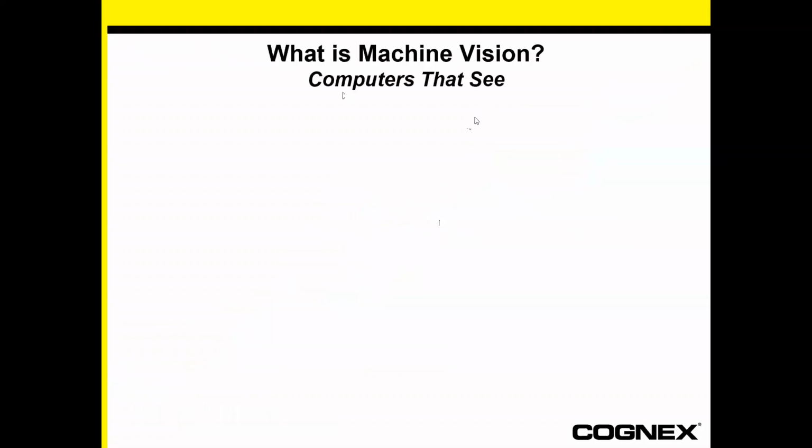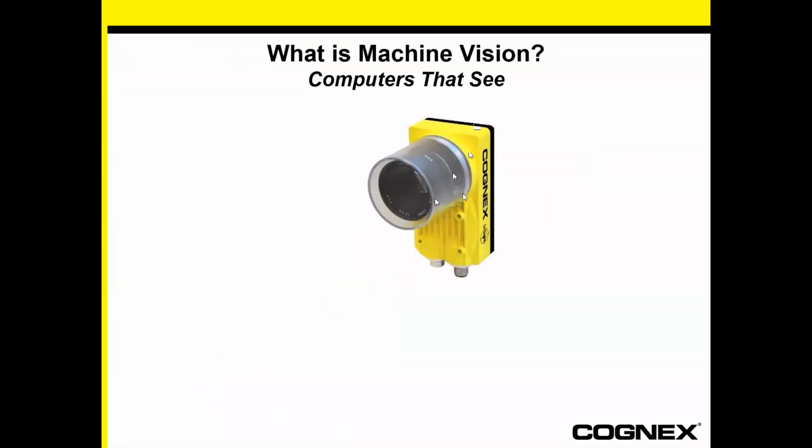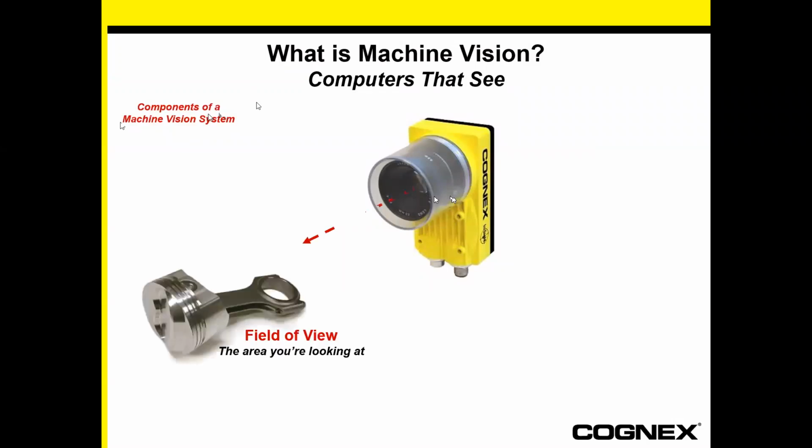So what is machine vision? They're computers that see. So here's a camera, we have a lens. What are the components of a machine vision system? Field of view: what are we looking at? We could look at a human hair, we could look at a car tire, we could look at an aeroplane wing. So we need to look at our application.